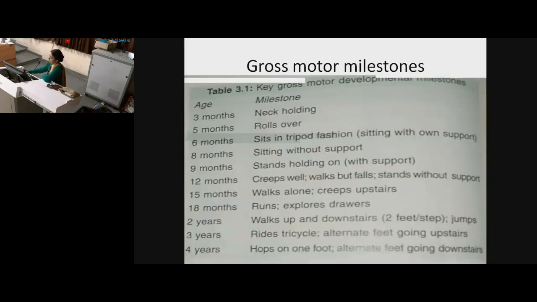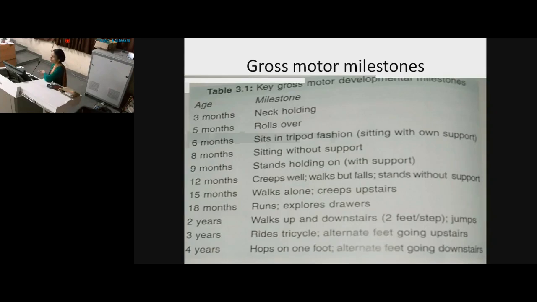So again, we've studied the milestones till 12 months. At 15 months, the child is now walking alone. At 18 months, he is running and walking up. At 2 years, he's walking up and down the stairs, 2 feet per step. That means he's walking up like this. At 3 years, 3 for tricycle, it's easy to remember. The child begins to ride a tricycle and he goes up alternate steps at a time. At 4 years, he's able to hop, and at 5 years, he's able to skip.